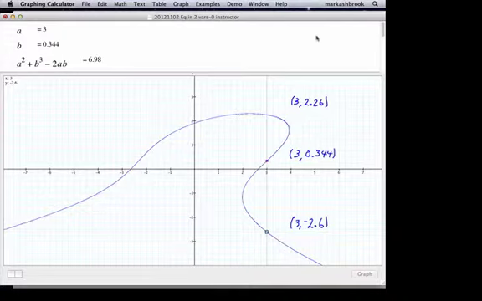Figure it out by knowing what rate of change is. Understanding what is rate of change. What does that number mean?